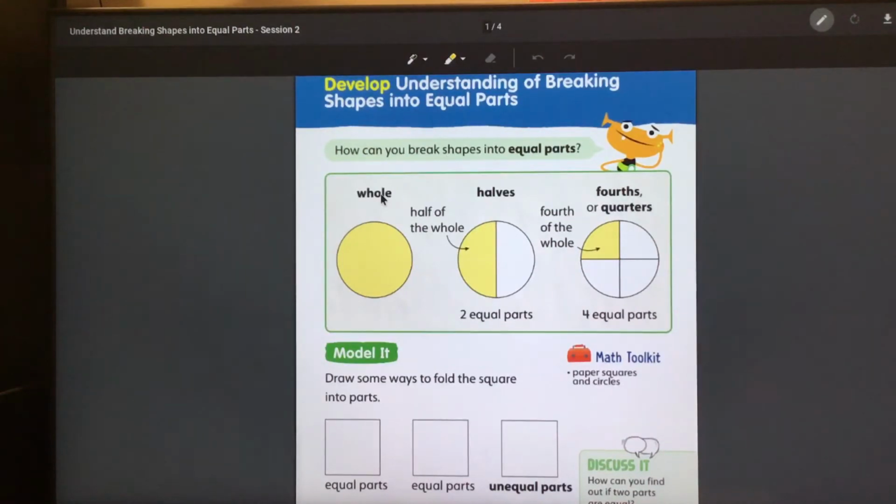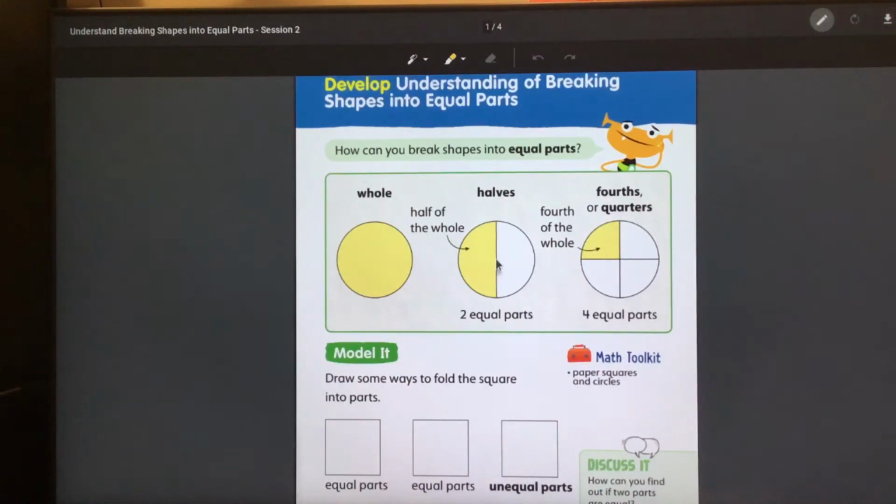Okay, so here they're showing you this is a whole. Like if you go to the grocery store and you buy a pizza from the freezer section, you go home with that whole pizza. Nothing is cut, nothing is cooked. It's the whole thing. Then you cook your pizza, and when you get it out of the oven, you cut it. And usually you cut it like this first.